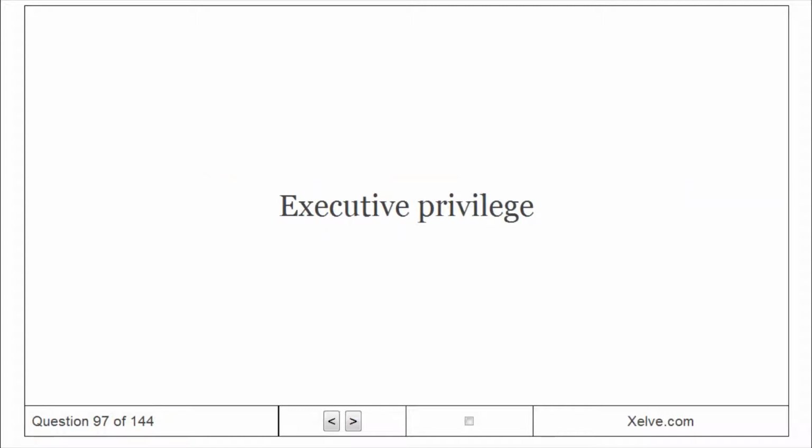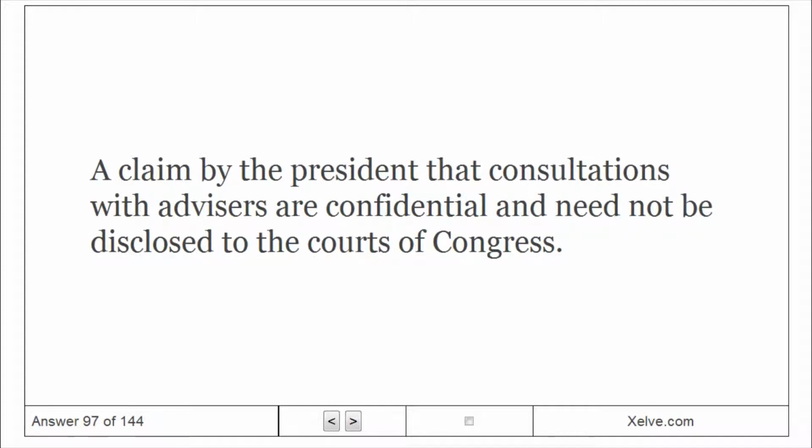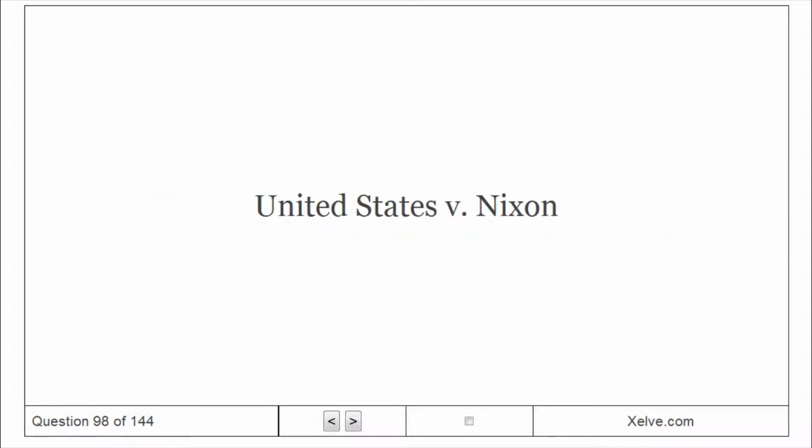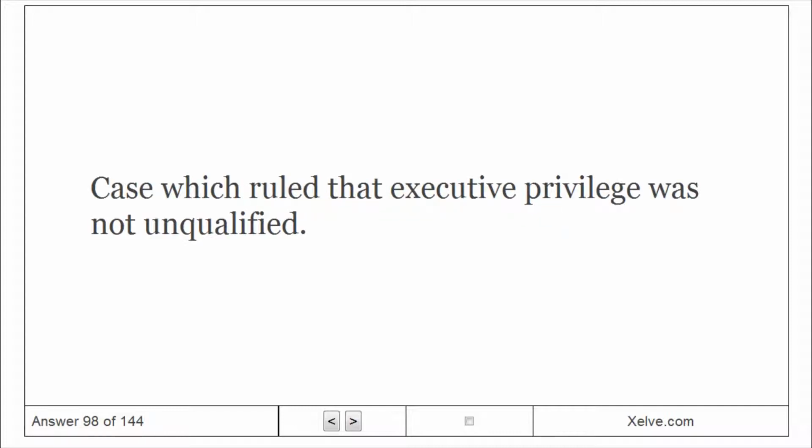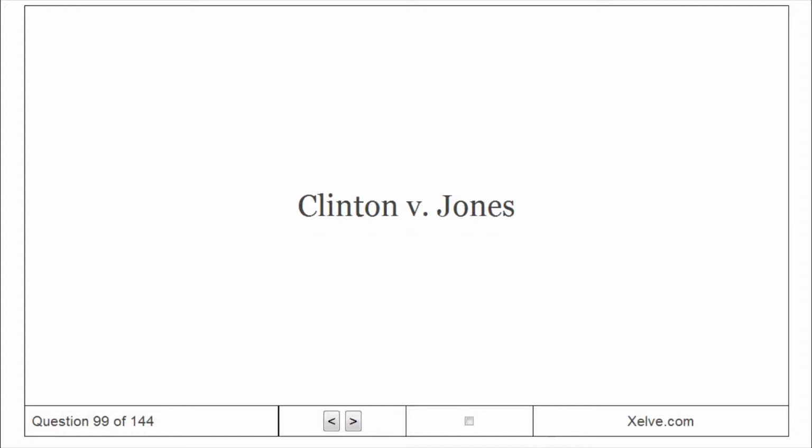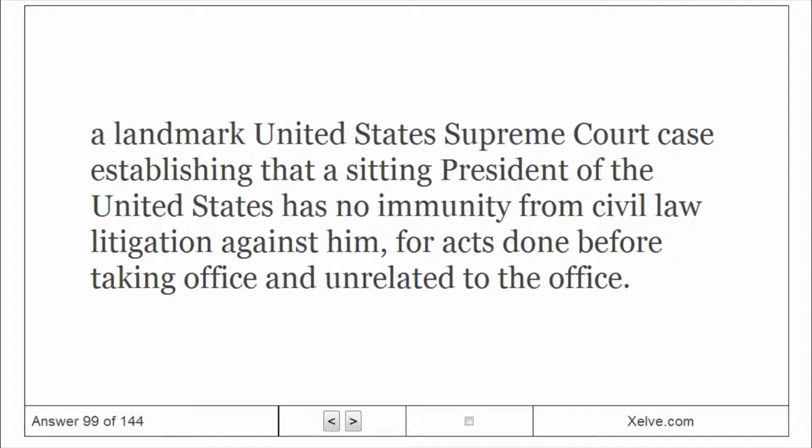Executive privilege. A claim by the president that consultations with advisers are confidential and need not be disclosed to the courts or Congress. United States v. Nixon, the case which ruled that executive privilege was not unqualified. Clinton v. Jones, a landmark United States Supreme Court case establishing that a sitting president of the United States has no immunity from civil law litigation against him for acts done before taking office and unrelated to the office.